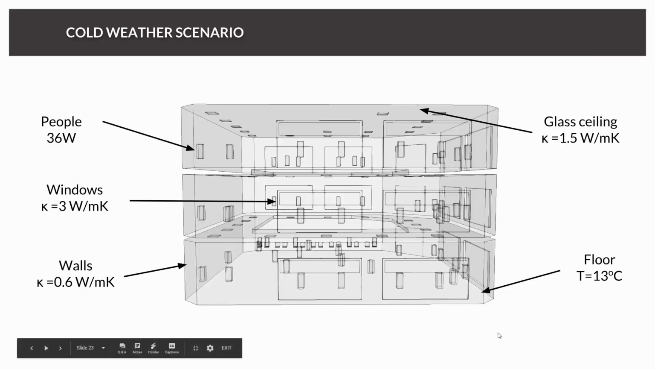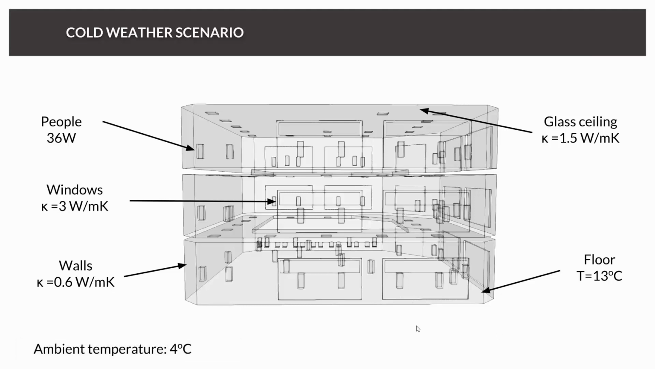Just to make sure everybody knows about the scenario we are considering. So we are considering a winter scenario, which means we have an ambient temperature of 4 degrees Celsius. Inside we have these people, and every one of them is releasing 36 watt of heat. And through the windows we are losing 3 watt per meter Kelvin. Through the walls we are losing less heat, it's only 0.6 watt per meter Kelvin.